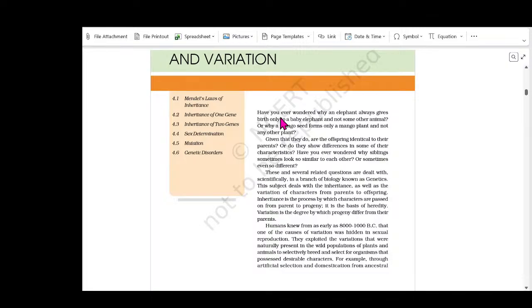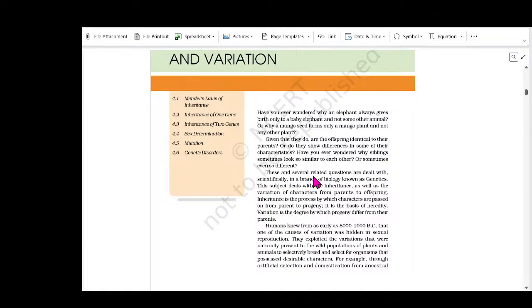Have you ever wondered why an elephant always gives birth only to a baby elephant and not some other animal? Or why a mango seed forms only a mango plant and not any other plant? Given that they do, are the offspring identical to their parents, or do they show differences in some of their characteristics? Have you ever wondered why siblings sometimes look so similar to each other or sometimes even so different?